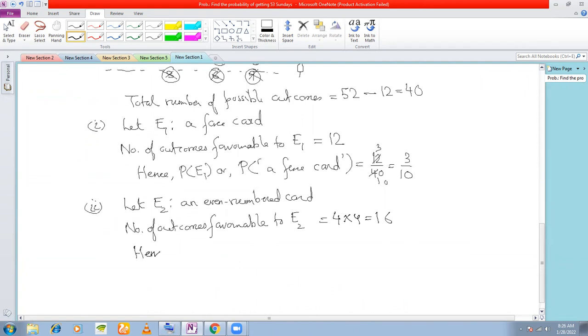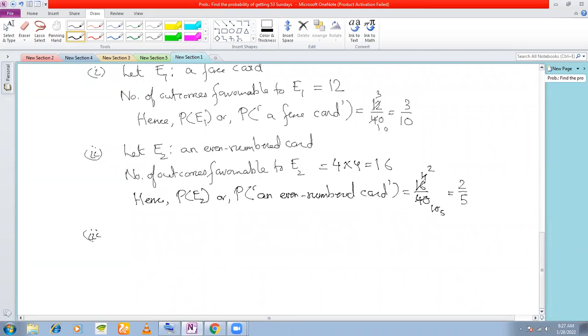Hence, P(E2), or the probability of an even numbered card, is 16 by 40, which is 2 by 5.